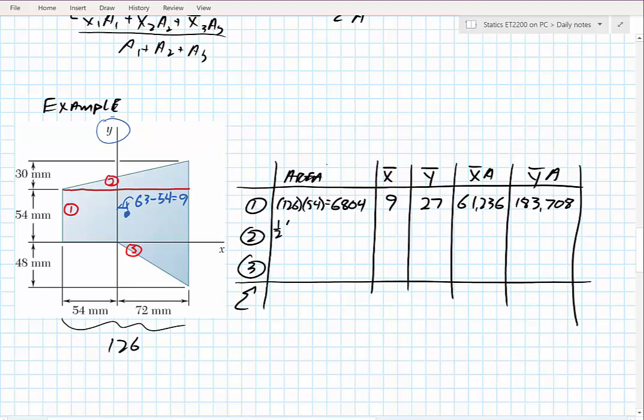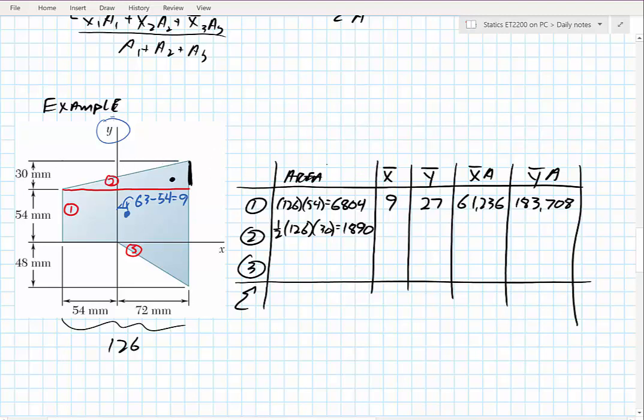The area of a triangle is 1/2 the base times the height. So I have 1/2 times 126 times the height of 30, and that gives me 1890. Now for my X bar, it would be located right about there, which is 1/3 away from the longer side, so it'd be 2/3 away from the other side.